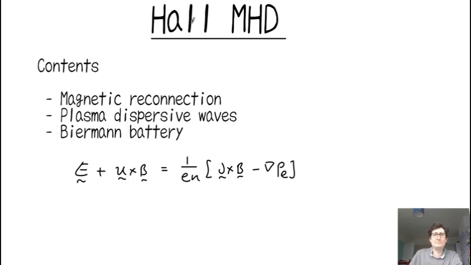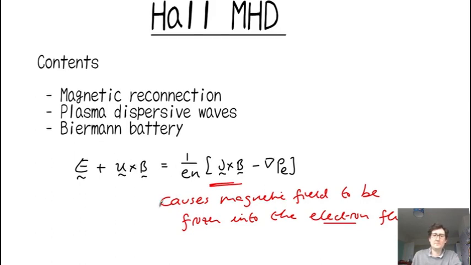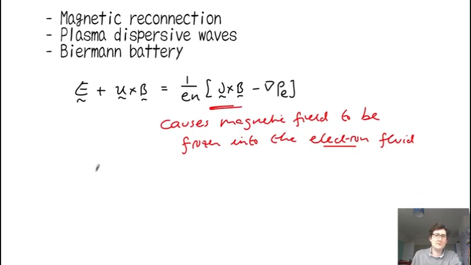So this term here, J cross B, this means that the magnetic field is frozen into the electrons. So whereas in ideal MHD we have E plus V cross B is 0, and so the magnetic field moves at the ion flow speed u. When we add these terms, we end up with this equation. So we have E plus, now we have the V_e, so it's the electron fluid flow, cross B. And then here on the right hand side, we just have the minus the electron pressure term.